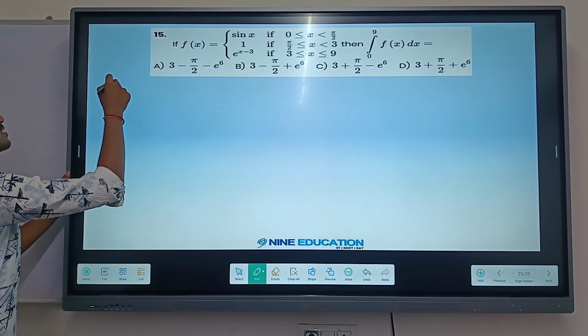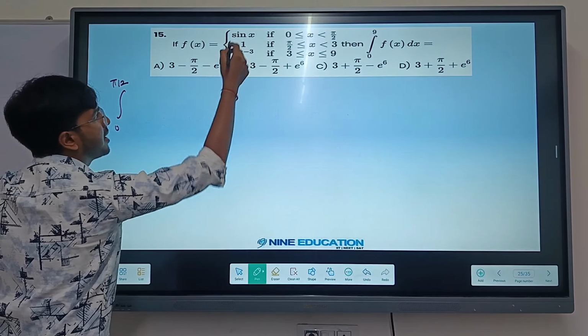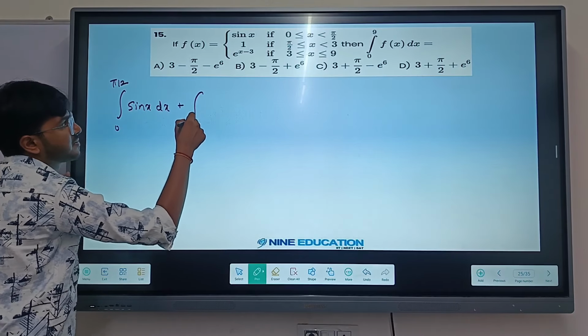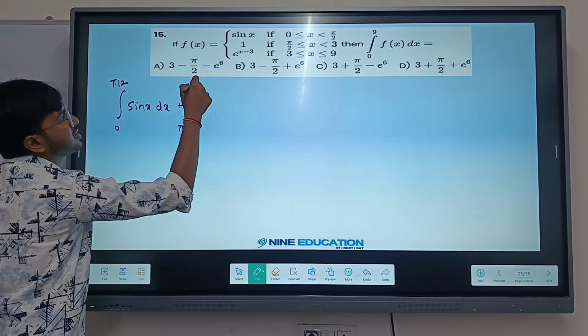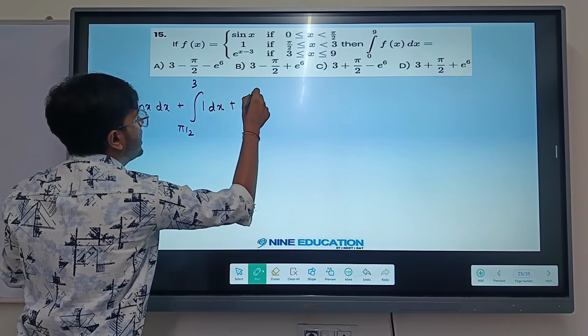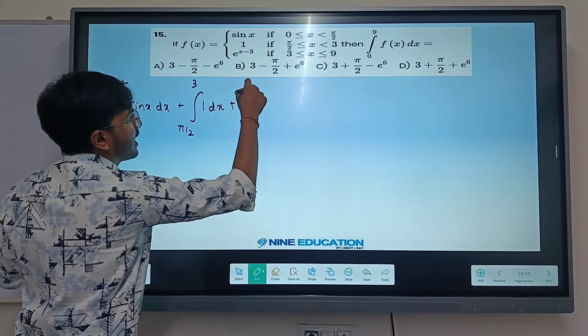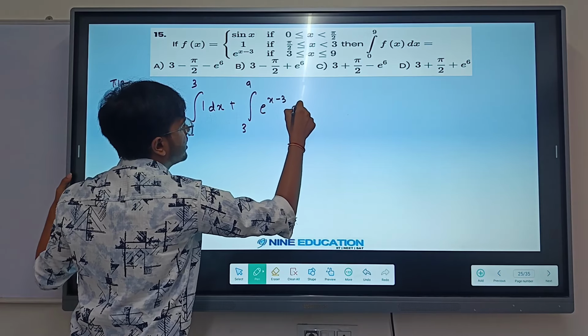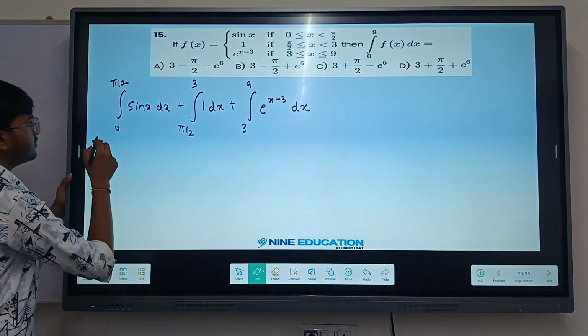First limit I'll take 0 to pi by 2. From 0 to pi by 2 the function was sin x, so sin x dx, plus from pi by 2 to 3 the function was 1, so 1 dx, plus from 3 to 9 the function is e power x minus 3 dx.